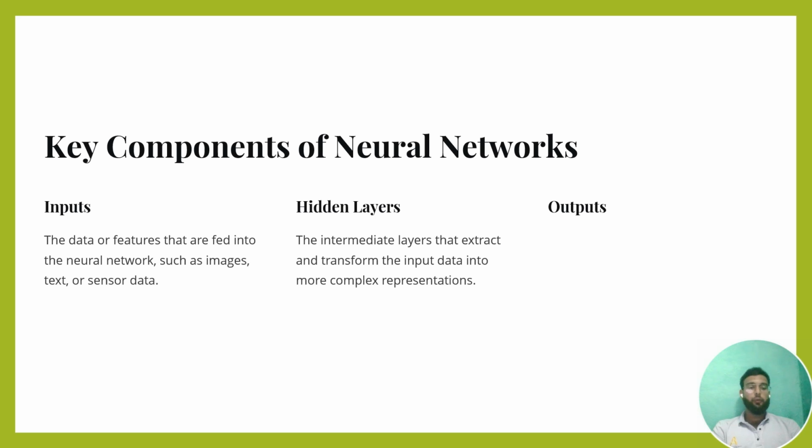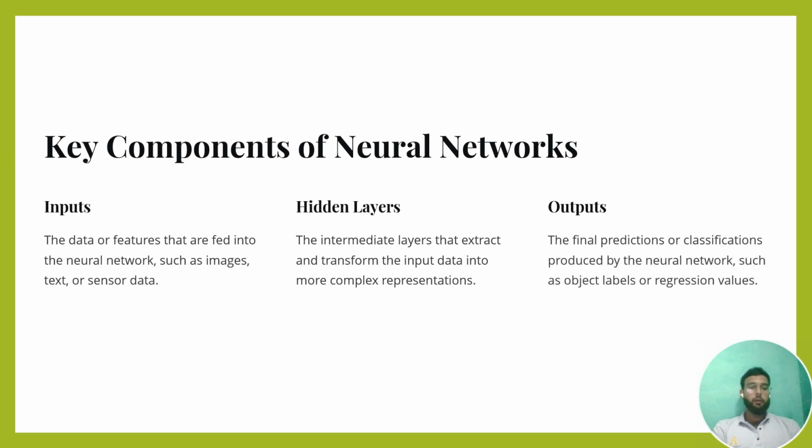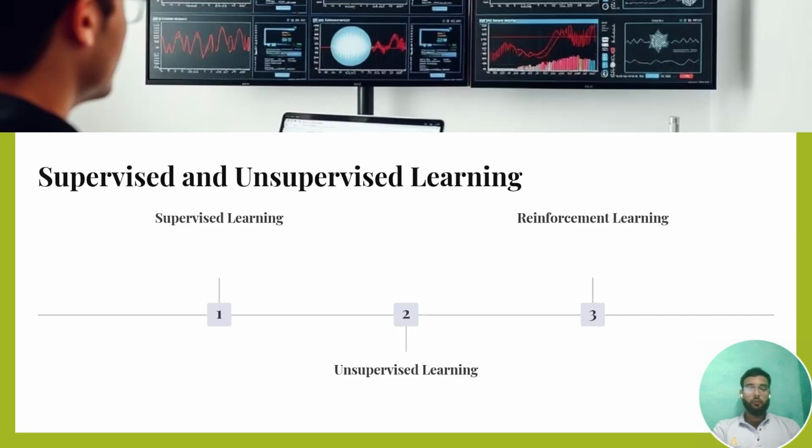So, what are the outputs of it? So the final predictions or classifications produced by the neural network, such as object labels or regression values, these are the outputs which are given by the neural networks. So neural networks are used very widely nowadays. So it is a very important concept.